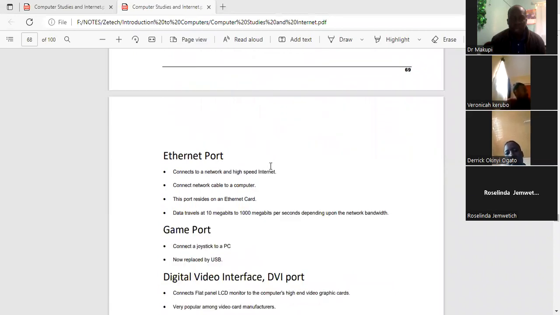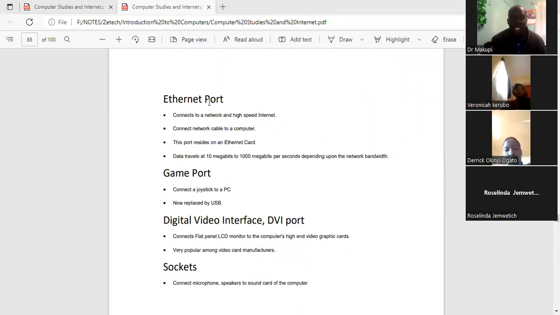There's also the Ethernet port, which you know. This Ethernet is the one you normally plug in to be able to get internet. If you go, for example, to your lab and you want your computer to connect to the internet, you normally use an Ethernet cable, which connects to the Ethernet port.